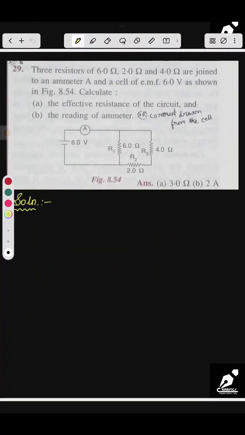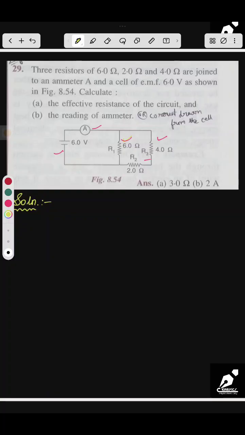Three resistors of 6 ohm, 4 ohm, and 2 ohm are connected and joined to an ammeter A, and a cell of EMF 6 volt, in the figure. Find the effective resistance of the circuit.